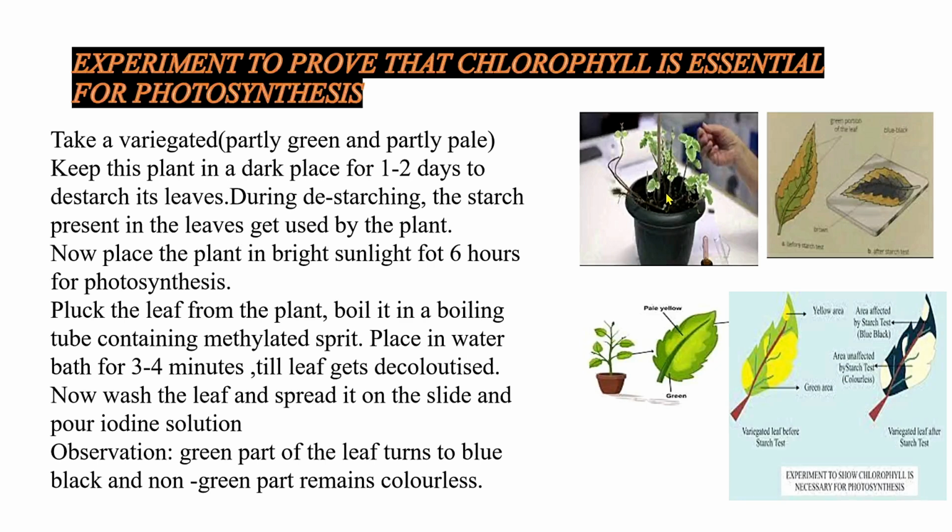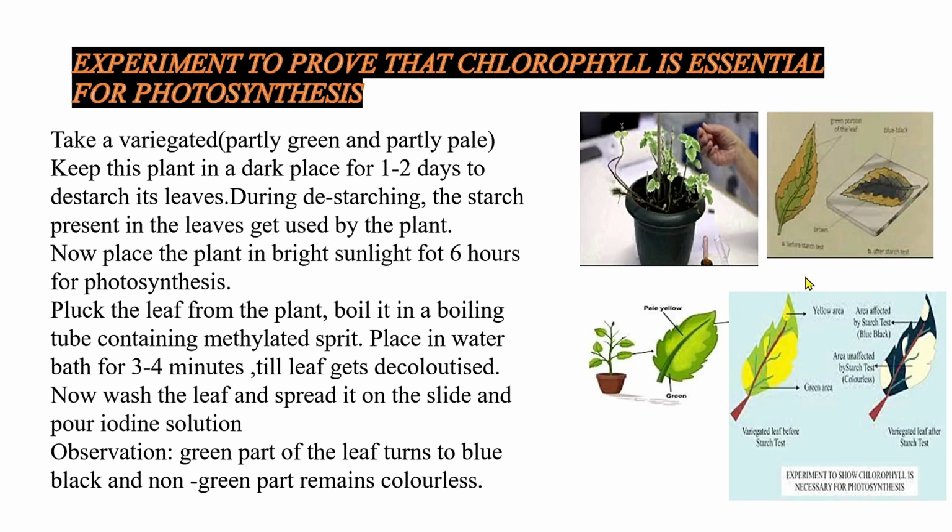So whatever starch is present in the leaf, it will utilize that starch. It becomes de-starched. Then, taking that plant, we have to keep it in the sunlight. After 2 to 3 days, the de-starched plant, what do we have to do? Keep it in sunlight. When we keep it in sunlight for 6 hours, the plant starts to do photosynthesis.